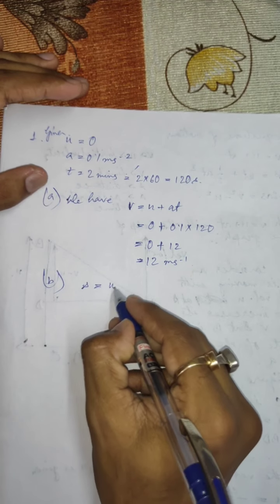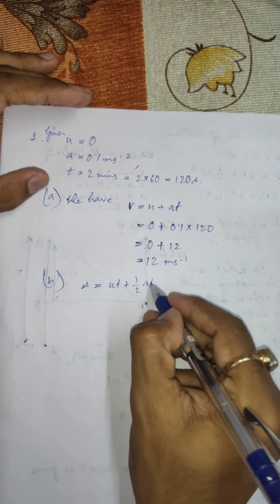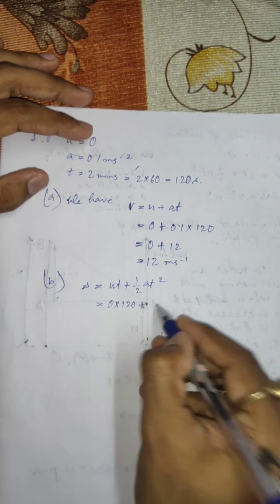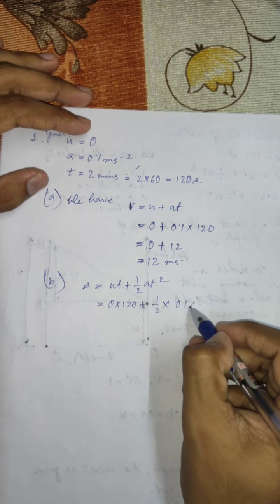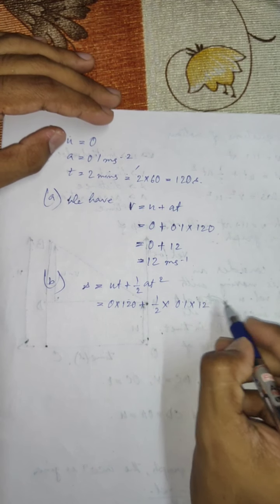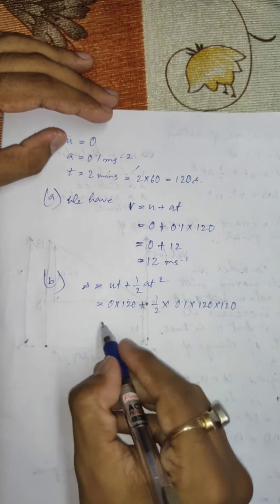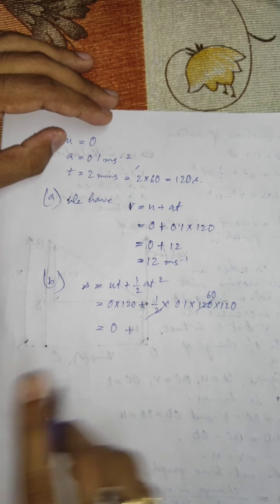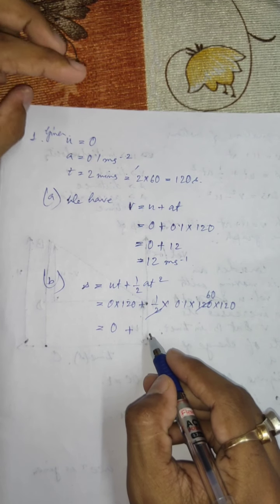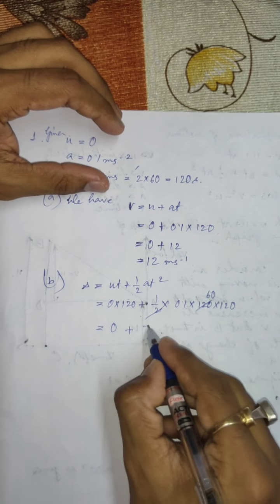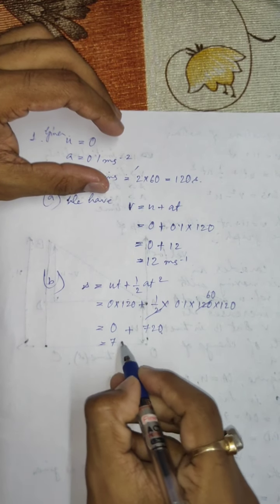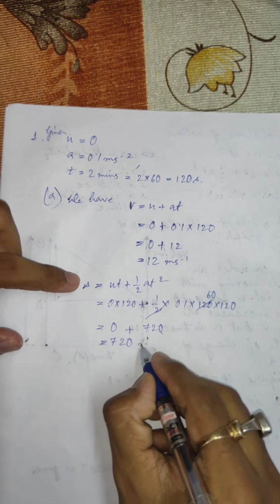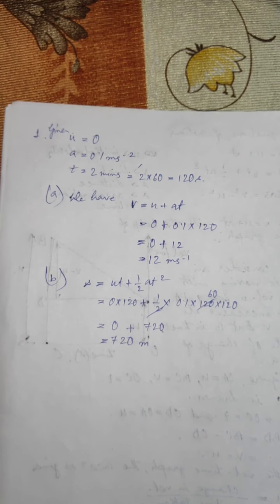Let's use number 2. s is equal to ut plus half at square. So this is 0 into t, with time 120, plus 1 by 2 into 0.1 into t square, that is 120 into 120. This first term becomes 0, and if we simplify the rest, it will be 60 times 12. So the answer is 720. And what will be the unit? The SI unit of distance is meter. This is the required distance.